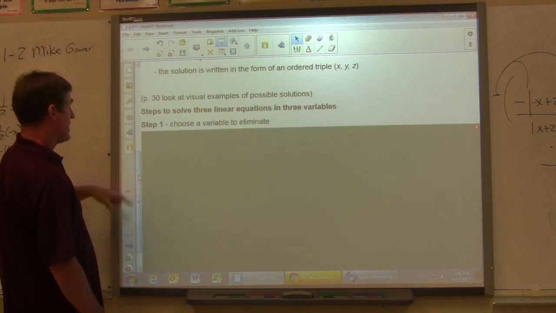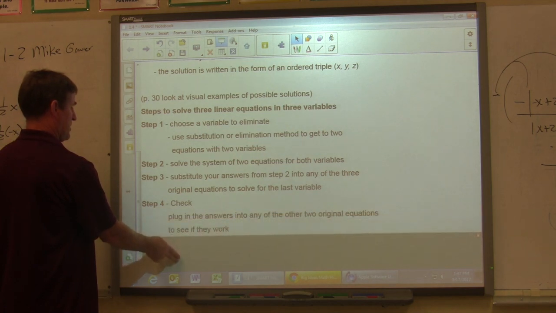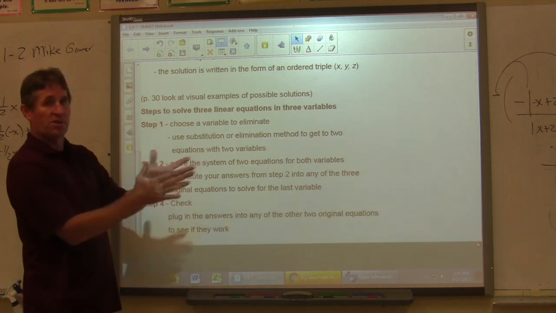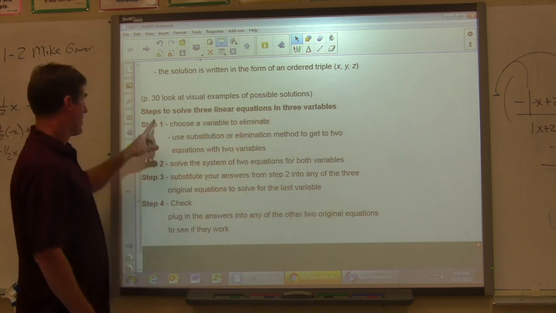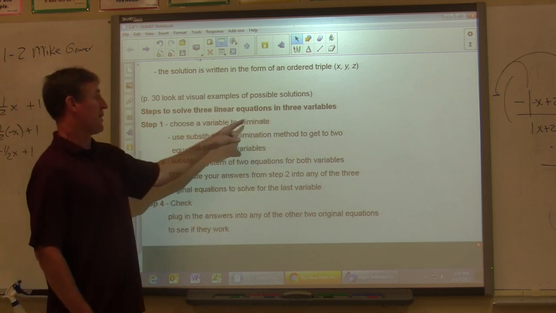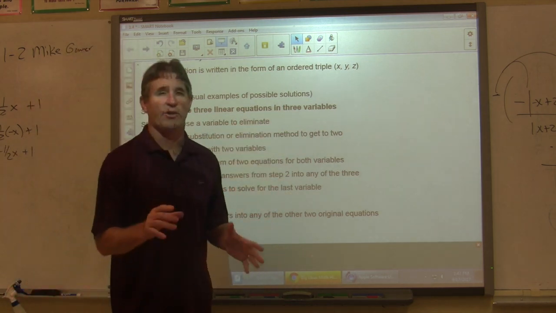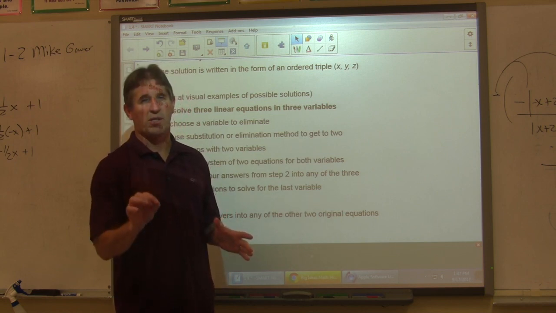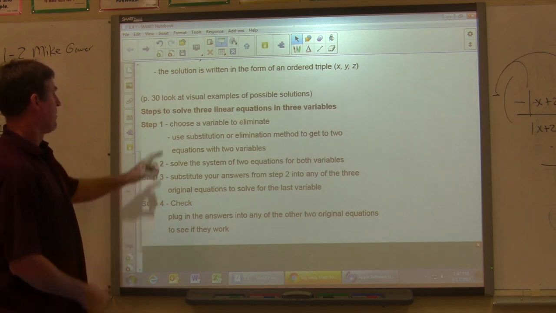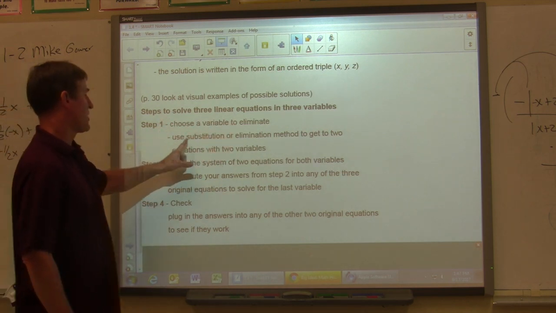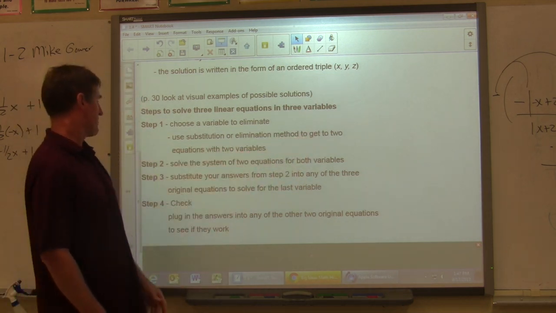So, the steps to solve 3 linear equations in 3 variables. We'll go through the notes, then we'll go through some examples. First thing you want to do, choose a variable to eliminate. You can pick any one you want. I try to pick one that they all go into with the smallest number possible, because then I stay away from big numbers. Once you choose a variable to eliminate, you use the substitution or elimination method to get to 2 equations with 2 variables.